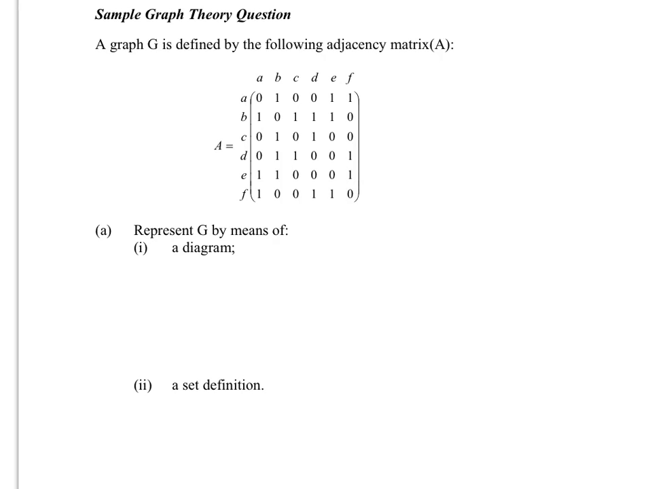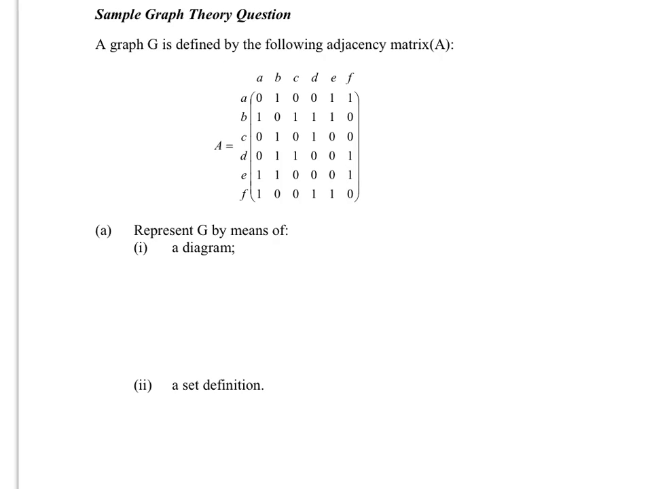A graph G is defined by the following adjacency matrix A. So A is given by this big matrix here, and the matrix has a set of ones and zeros within it. 1 means that there is a connection between two particular points. 0 means there is no connection. Part A says represent G by means of a diagram. So for this part I have to set about drawing a graph of G.